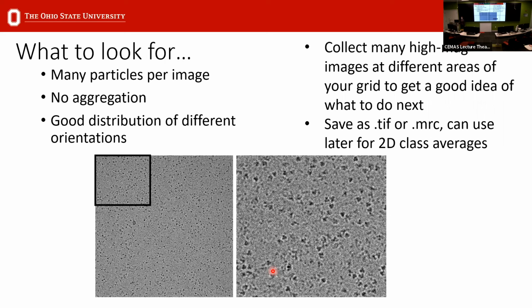As you're saving your high magnification images, save them as either TIFF or MRC, because these don't have any compression in them, and then you can use them later to do a test processing run and see if it's easy for you to pick particles and generate 2D class averages.